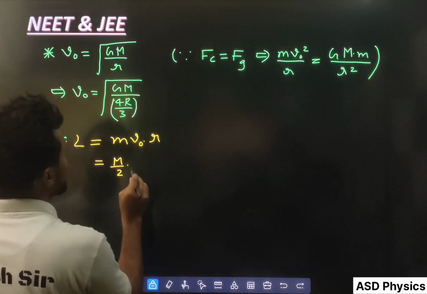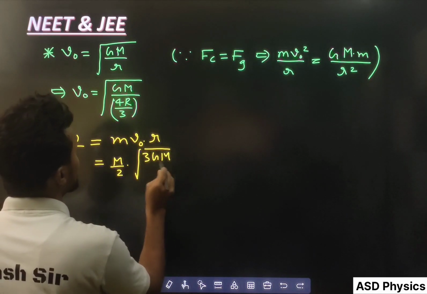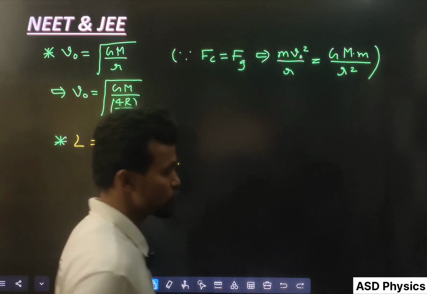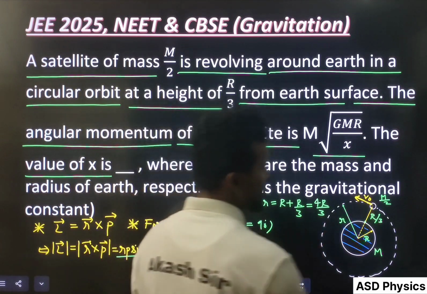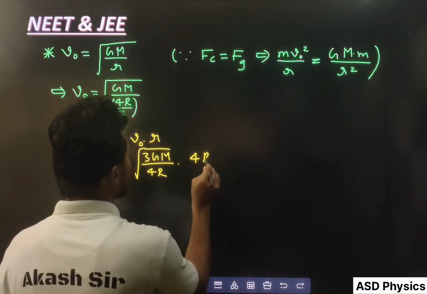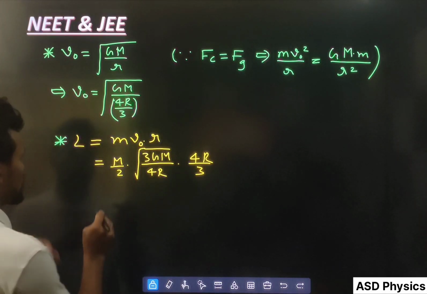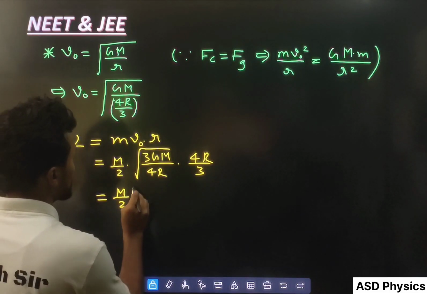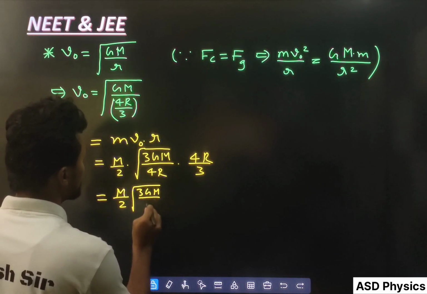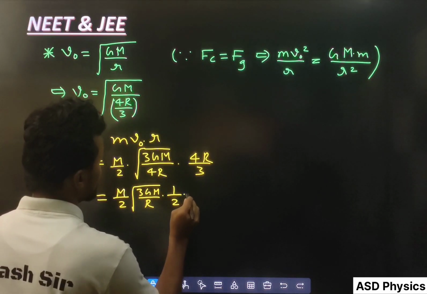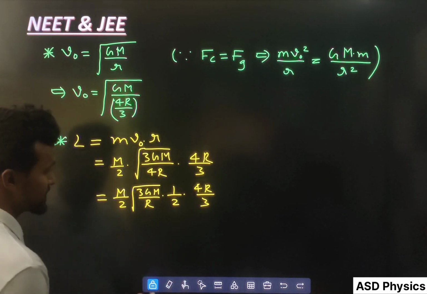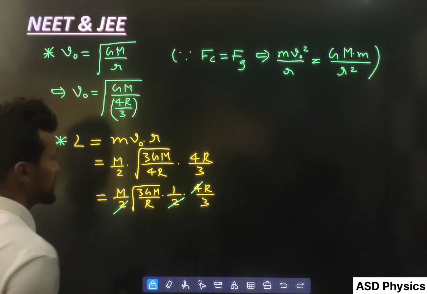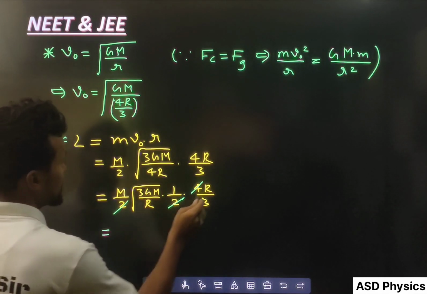And the orbital velocity: you can write very well, 3 will go up, so it becomes root 3GM/4r. And what is small r? You know very well, small r is 4r by 3. Now when we simplify this, what will it become? See, m by 2 into root 3GM by r, 1 by root 4 means 1 by 2, into 4r by 3. Now what things will cancel out? This 2 is cancelled by this 4, and you can see here r by 3 is there.